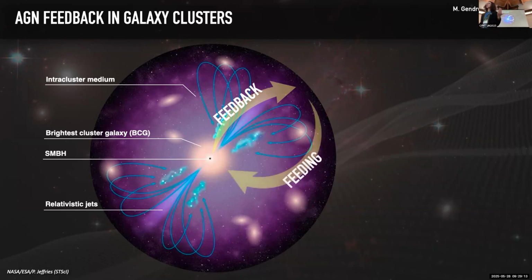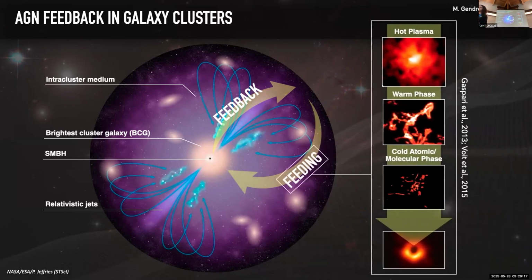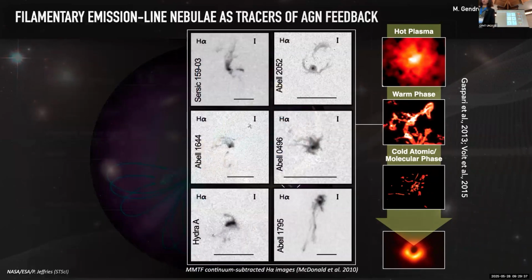Of course, this loop has to be closed somehow. And so we have these kind of precipitation models where the gas in this atmosphere is at some point, probably due to thermal instabilities, condensing into colder filaments, which eventually will feed the supermassive black hole. So this is closing the feedback loop. This is what we think is happening inside galaxy clusters.